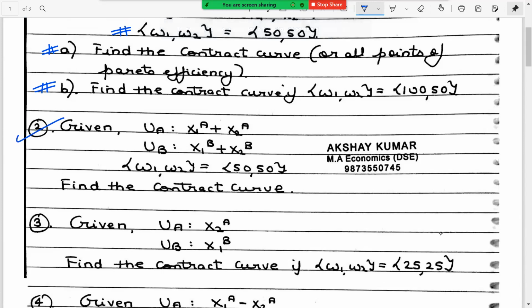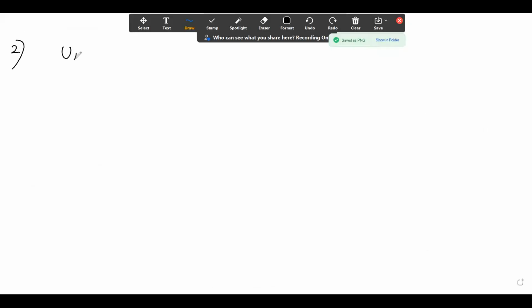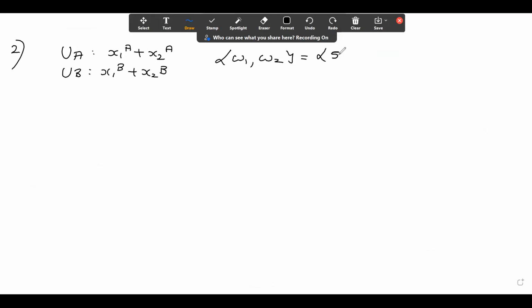Question 2. If you look at question 2, again we are given utility of agents A and B. They are perfect substitutes, x1a plus x2a, x1b plus x2b. Endowment is 50,50. Find the contract curve. This is a very easy one actually. Utility of A is x1a plus x2a. Utility of B is x1b plus x2b. My omega 1, omega 2 is 50,50.